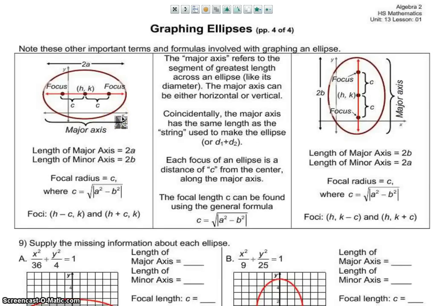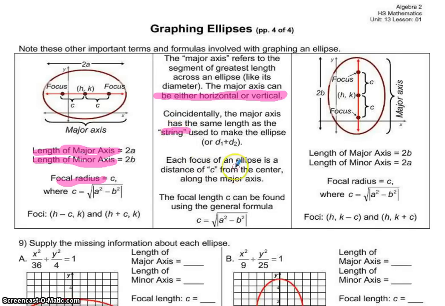Okay, class, I know this page looks really, really busy, but this is what I want you to pay attention to. I want you to pay attention to the terminology: length of the major axis, length of the minor axis, and then focal radii. So the major axis refers to the segments of greatest length across an ellipse, like its diameter. The major axis can be either horizontal or vertical. That's really important, so underline that. Coincidentally, the major axis has the same length as the string used to make the ellipse. And we're going to talk about that because we're going to actually do a string activity in class tomorrow.